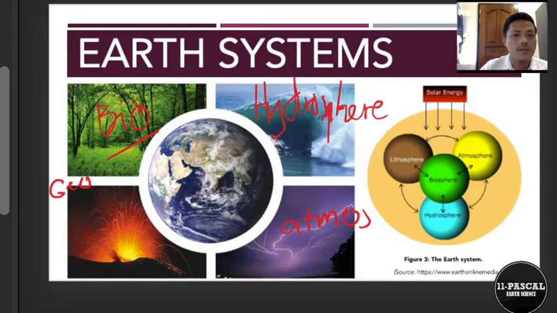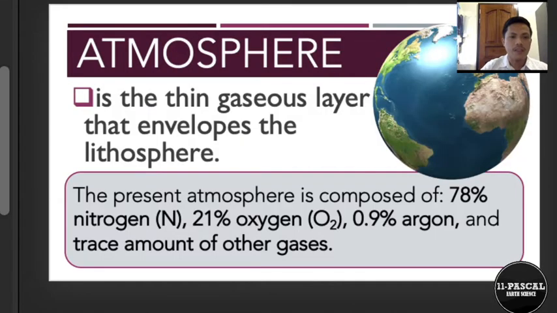So let's go first with atmosphere. If you're going to recall, atmosphere is the thin gaseous layer that envelops the lithosphere. The present atmosphere is composed of, this is not new to you anymore. However surprising, many of us thought that it's composed mostly of oxygen. But actually, it is composed mostly of nitrogen. In fact, that's 78% nitrogen, 21% oxygen, 0.9% argon, and a trace amount of other gases.